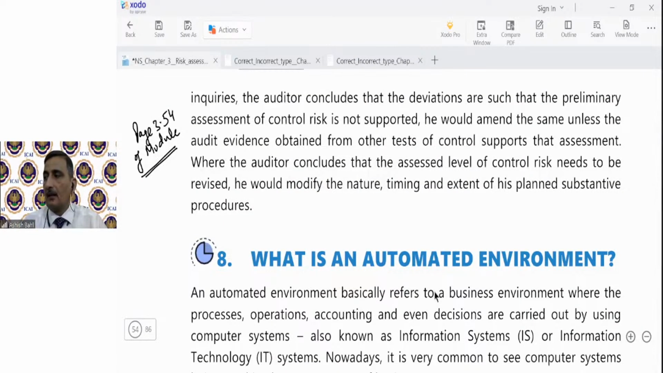So, students, we are into the last leg of this chapter, that is chapter 4, risk assessment and internal control. One of the topics we had left out, that we shall be completing today, is the automated environment. So, students, what is automation? What is an automated environment?